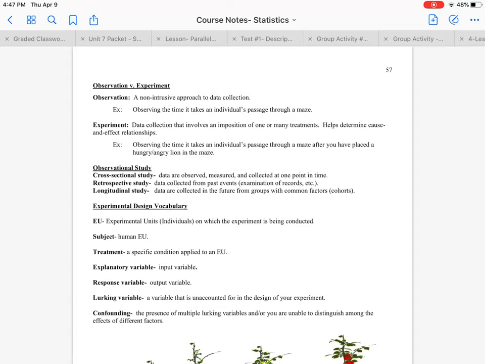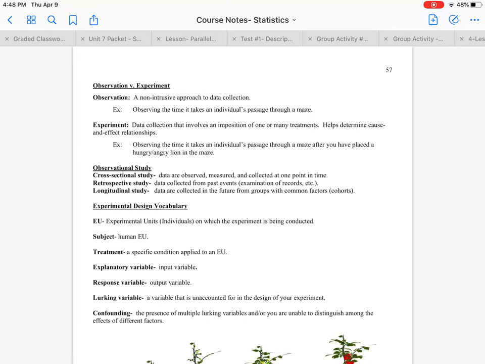So it's when you're observing something that's occurring, perhaps in the world, something that's happening right now that you could collect data regarding, then you'd be looking at an observation. But if you interfere in some way, then you're talking about an experiment.